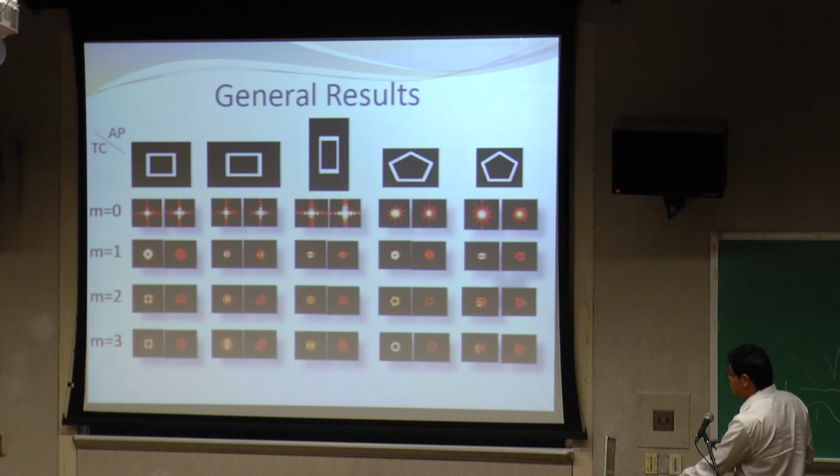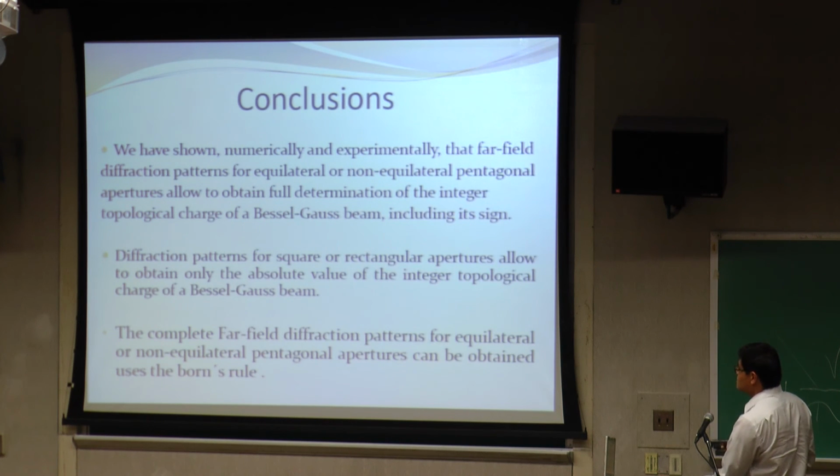They are very similar, according to the results. The conclusion is that it's possible, numerically and experimentally, to use the far-field pattern for an equilateral and non-equilateral pentagonal aperture to obtain full determination of the integer topological charge of the Bessel-Gauss beam, including its sign. The diffraction pattern for a square or rectangular aperture allows obtaining only the absolute value of the integer topological charge of the Bessel-Gauss beams. The complete far-field diffraction pattern for equilateral and non-equilateral apertures can be obtained using the Bohr rule.